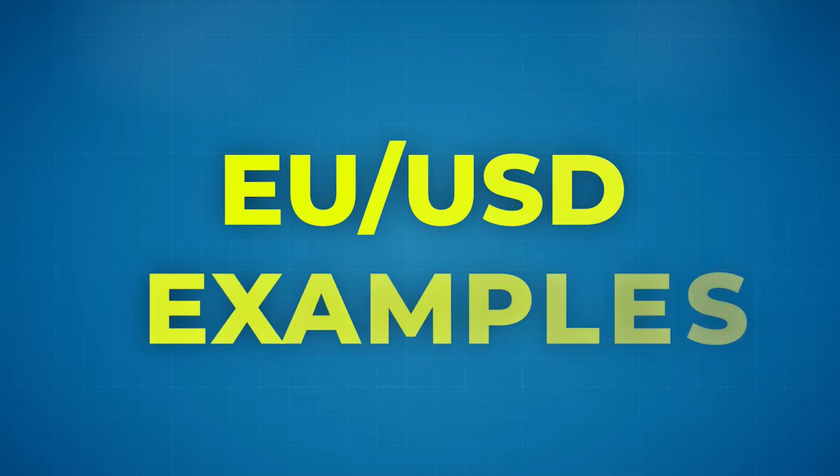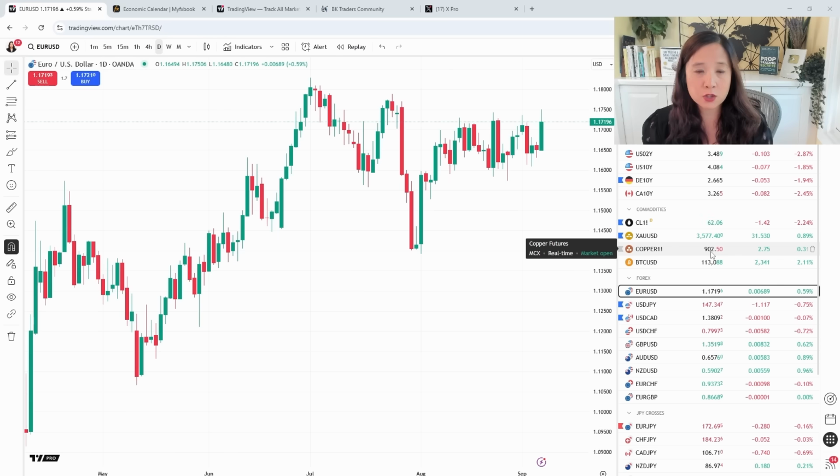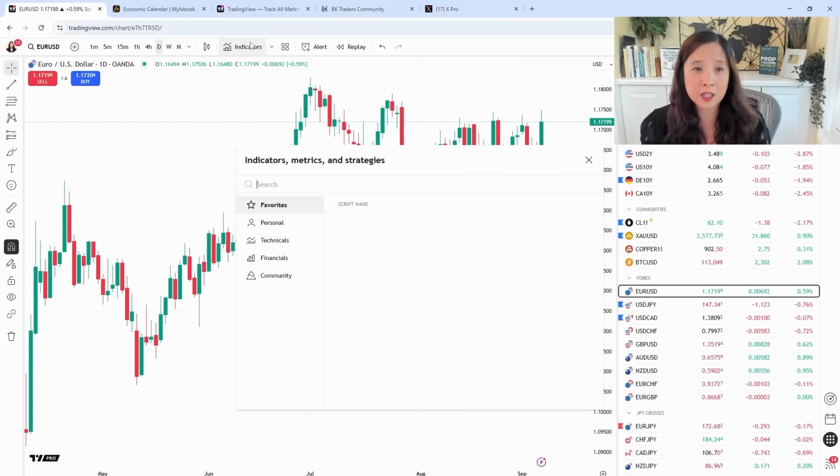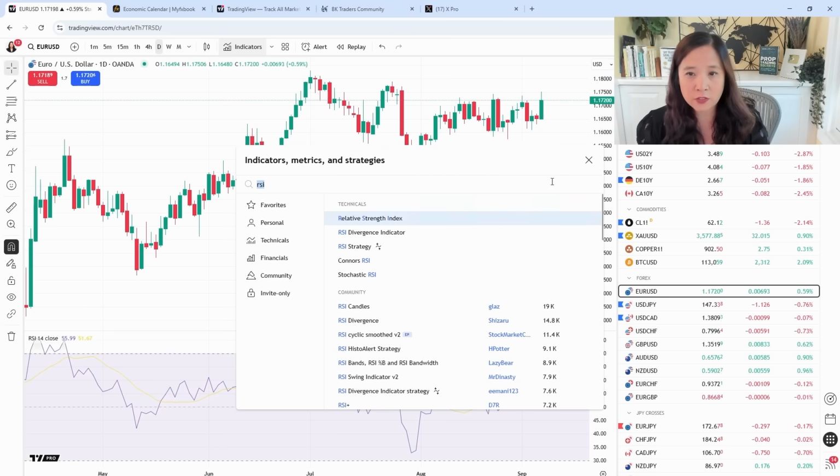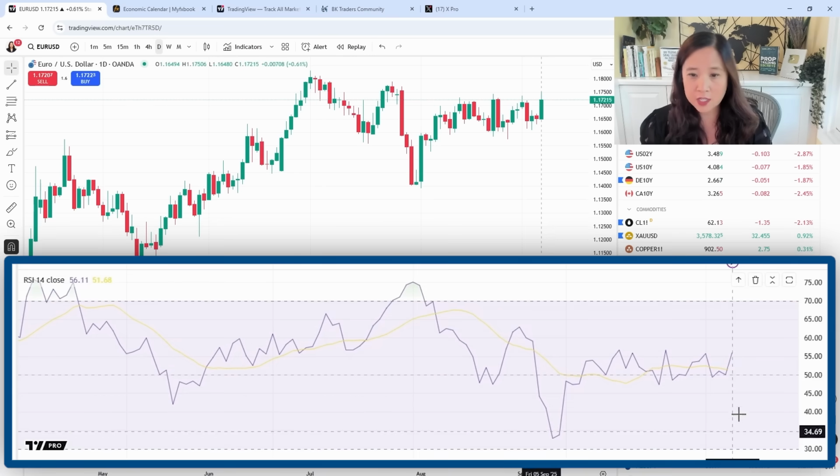Now let's see how this looks on the charts. Okay, so let's go ahead and add RSI to our charts. We're looking at my daily EURUSD chart. I'm going to type in RSI, which is the Relative Strength Index. Now, this is the RSI on the bottom.